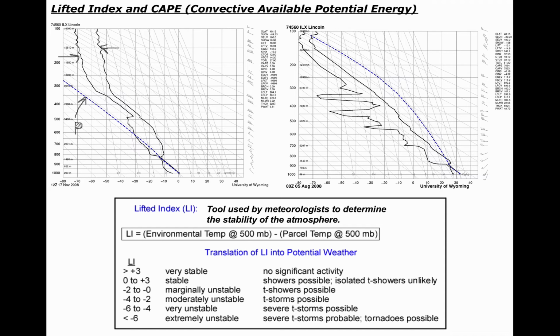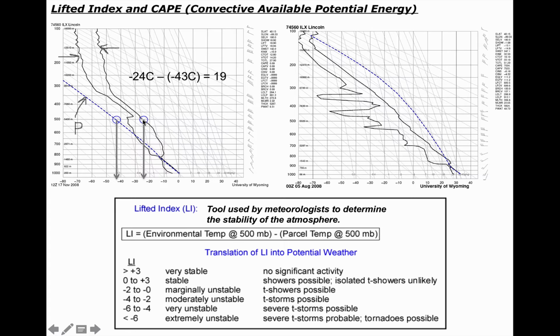That's the parcel line. Now, we just learned about this index called the lifted index. And remember, it's the environmental temperature minus the parcel temperature. Well, let's see what happened on November 17, 2008. Let's just find what the environmental temperature is. It's right there. There's the parcel temperature, which is here. So I've put blue circles around them. Read off the bottom.